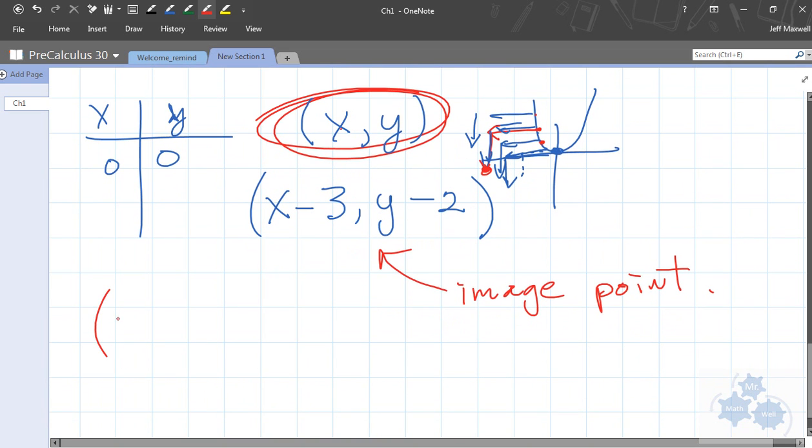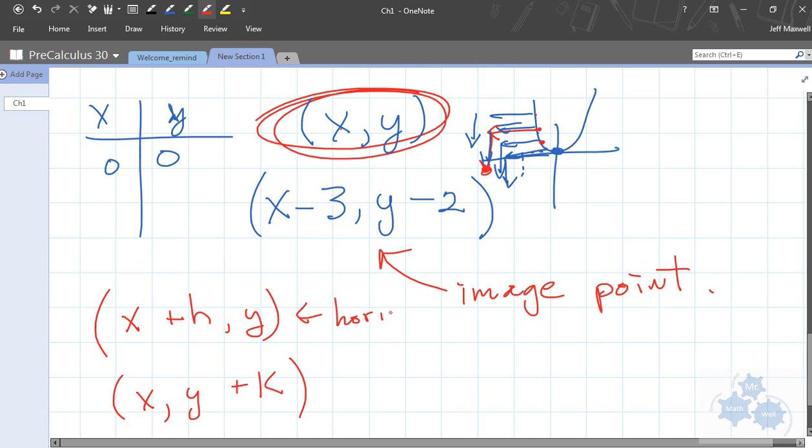So horizontal translations are always x plus h, y, and vertical translations are always x, y plus k. Okay, so that's the horizontal, and this is the vertical.